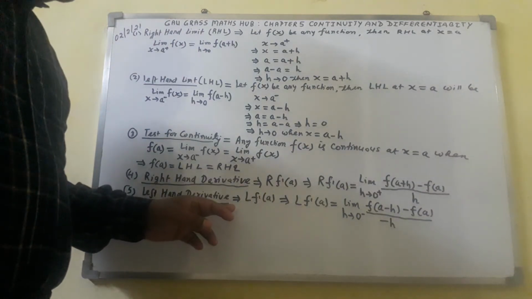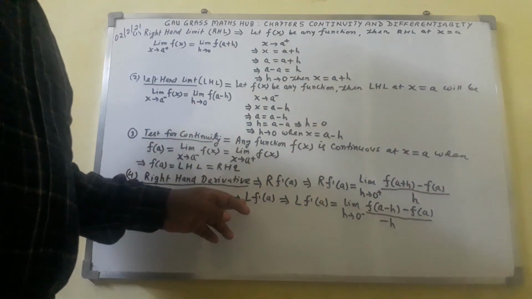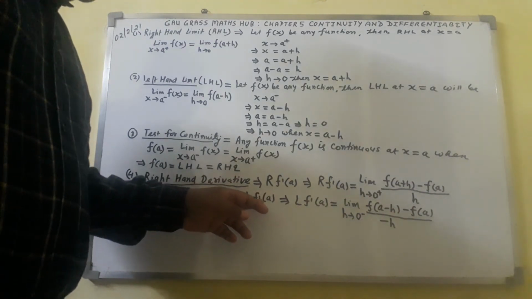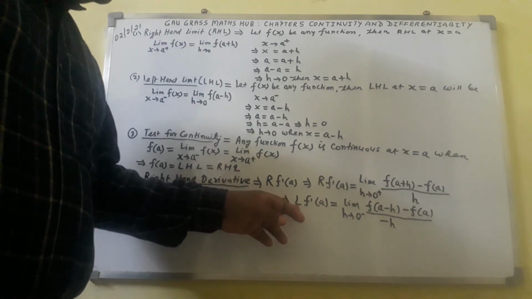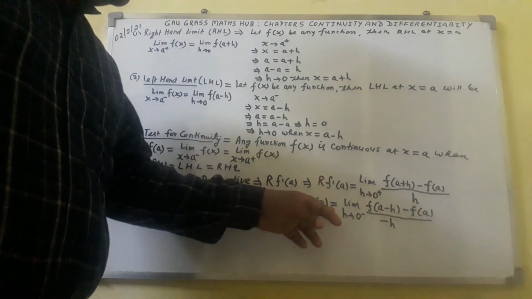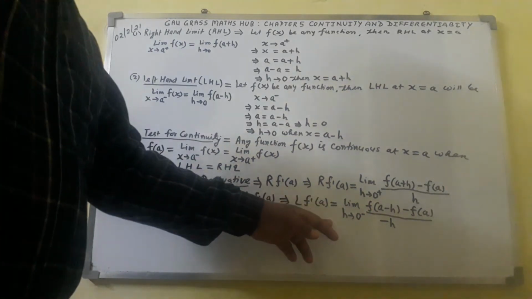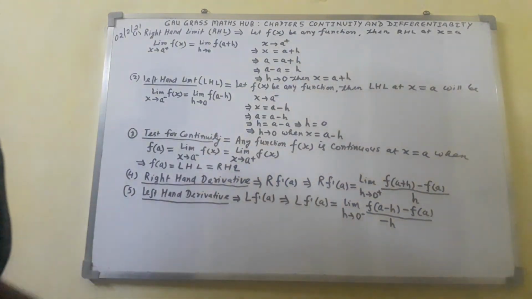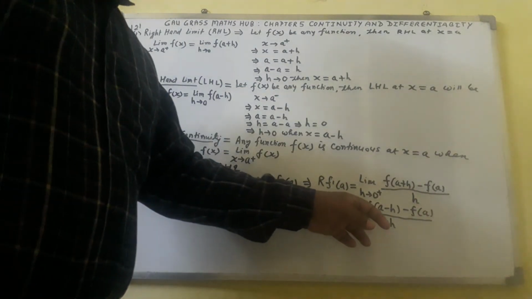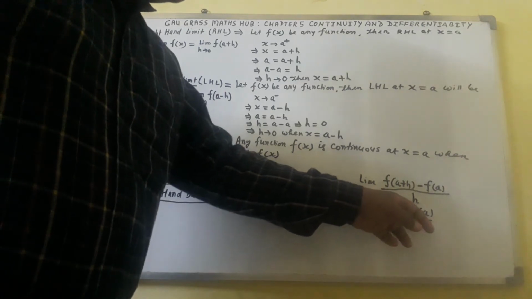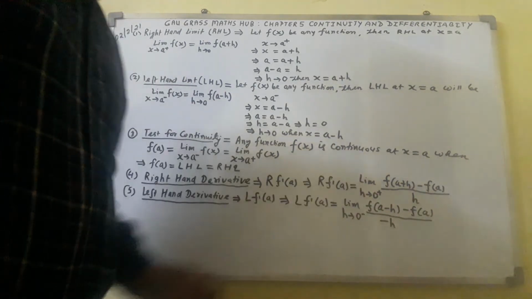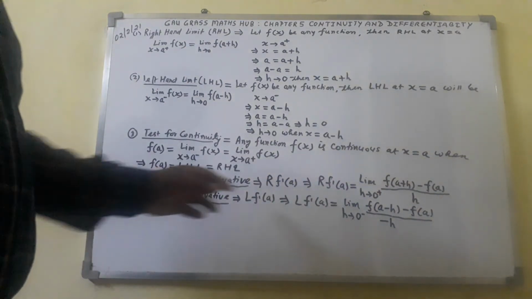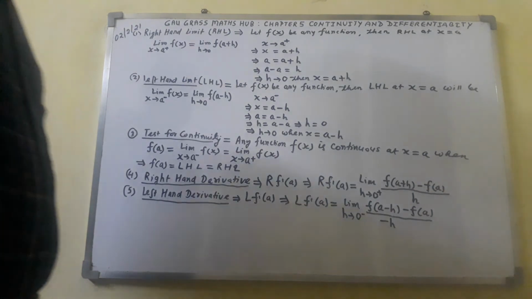Left hand derivative can be represented as L f dash of a equals lim h tends 0 negative, 0 negative means left, of f of a minus h minus f of a whole over minus h. This is the formula for left hand derivative. This is the formula for right hand derivative.